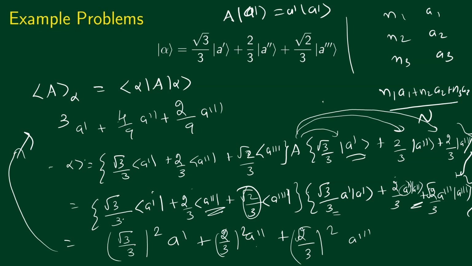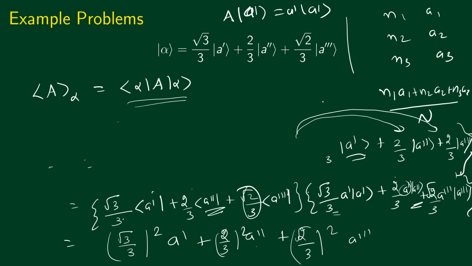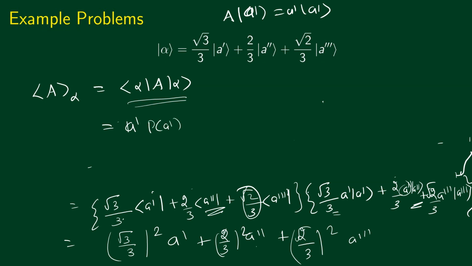So we have seen what we mean by expectation value. This is the definition for expectation value, and the final expression that I get is a weighted sum of the eigenvalues of operator A. What's the weight? The weight is the probability. So you multiply each eigenvalue with its probability that's defined by quantum mechanics. What I get here is A prime multiplied by probability of A prime. So it's a weighted sum of all the eigenvalues.